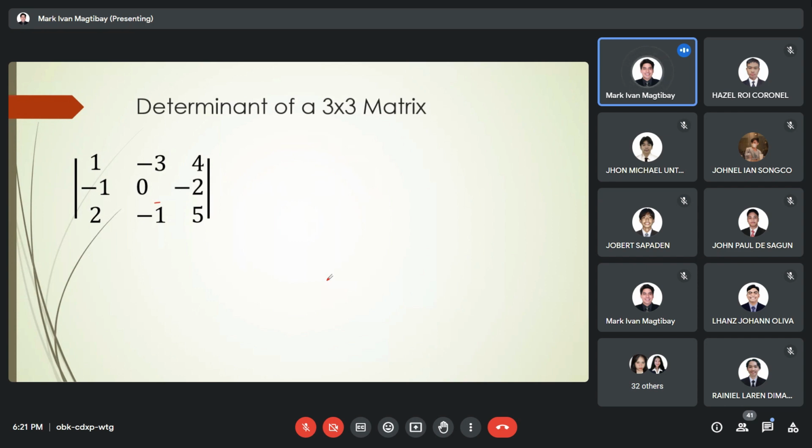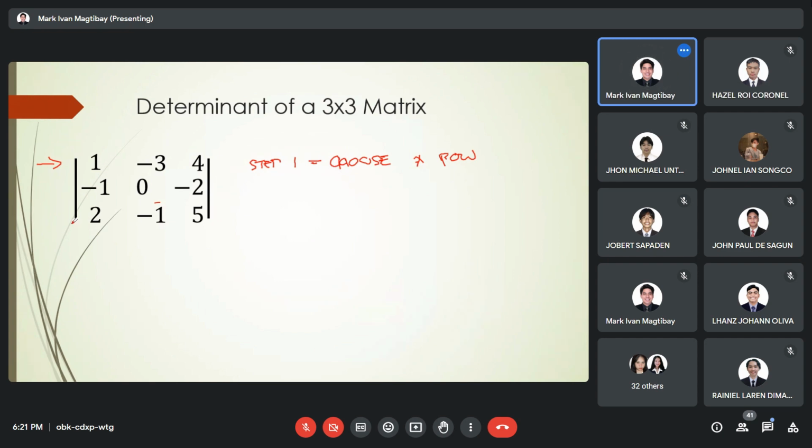So, step 1, choose. Hindi pala pwede. Choose a row po. So, choose a row po. So, medyo masama lang ang sulat ko. So, let's say, gusto ko pong row na gagamitin ko is yung row 1 natin. Okay? So, napili ko po si row 1.